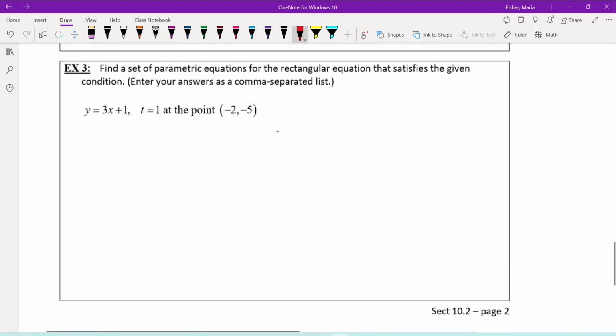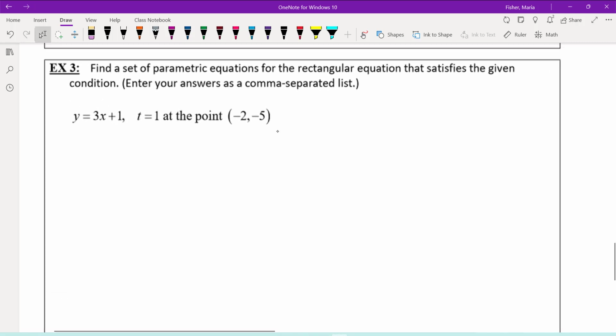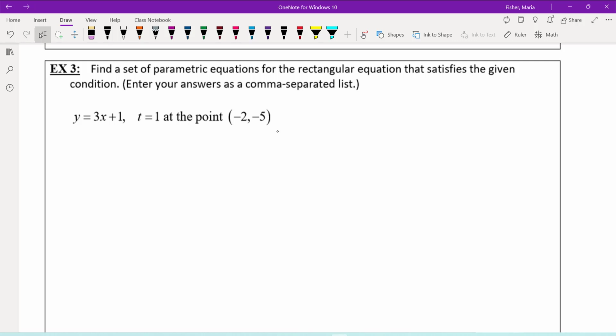The last thing that we're going to do in this section is learn how to find a set of parametric equations if we're given the rectangular equations. Now, when you're finding a set of parametric equations, the problem is that these, especially for something linear like we're looking at here, are not unique. So you and the person next to you could have two separate answers and they're both correct.